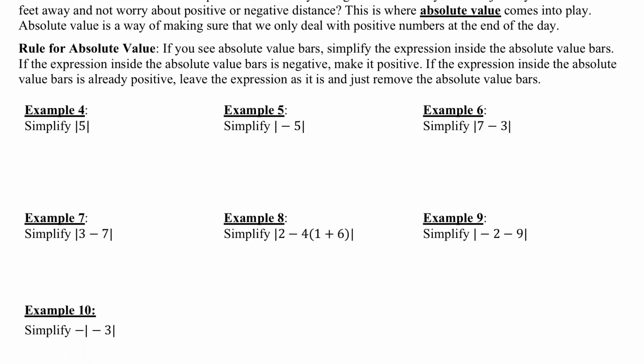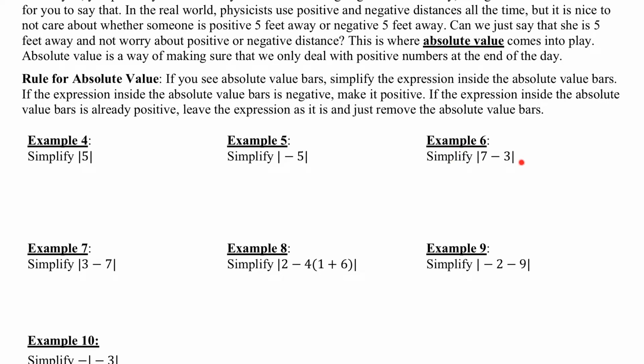But there are some important caveats. For example, a lot of people screw up example six. So example four here, they want you to simplify the absolute value of five. If somebody is 5 feet in front of you, how far away are they? The quick rule is, if the number in here is positive, it stays positive. If it's negative, make it positive. So the absolute value of five is five. How about if somebody was standing 5 feet behind you, so negative five? How far away are they? If it's negative, make it positive. So the absolute value of negative five is five. Then we get to examples like this.